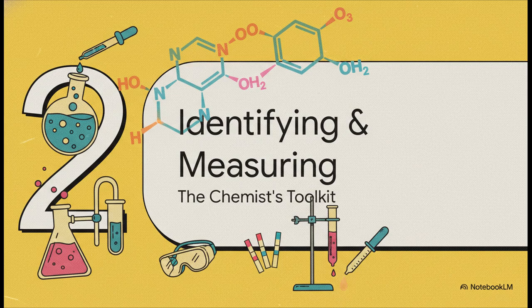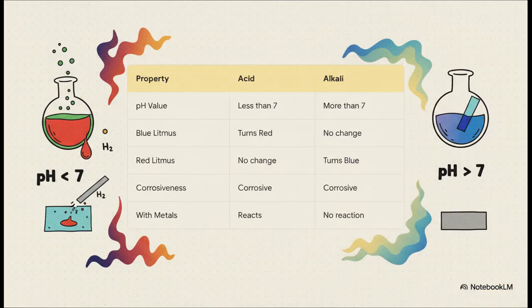Okay, let's move on to Section 2, Identifying and Measuring Strength. This is where we get into the really cool lab stuff. Let's open up the chemist's toolkit. So how do we tell them apart in the lab? Well, first up is pH value. Acids are always less than 7, and alkalis are more than 7.